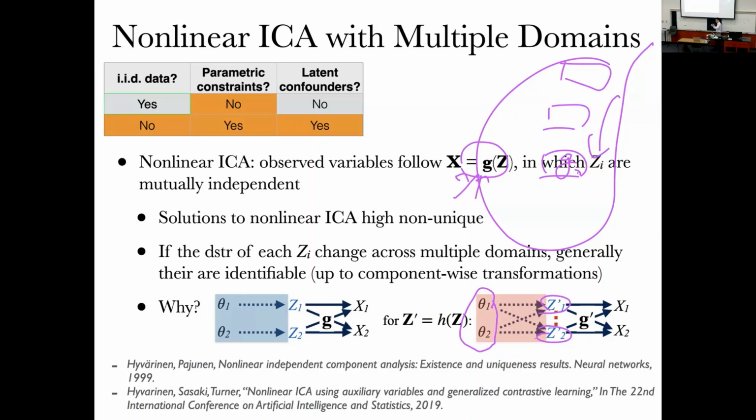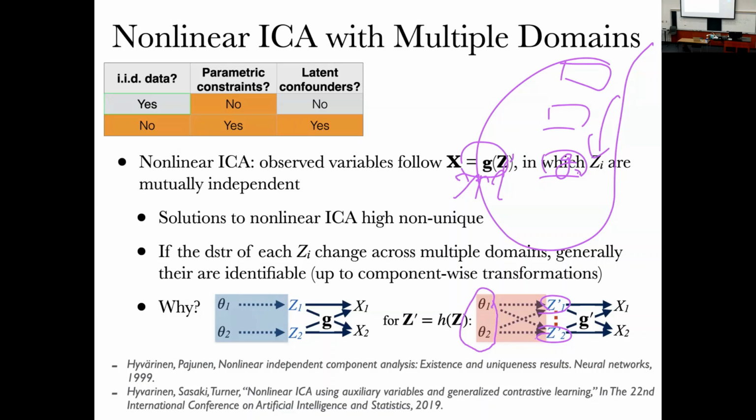So yes, you allow changes. However, the changes are minimal. In this case, they only happen to the marginal distributions of the independent variables. And then since you have more and more domains, you have the information to determine the invariant part, which is the function G. As long as you have G, you have everything, because you can recover the underlying variables by considering the inverse of the mapping G. Here you assume G is invariant.